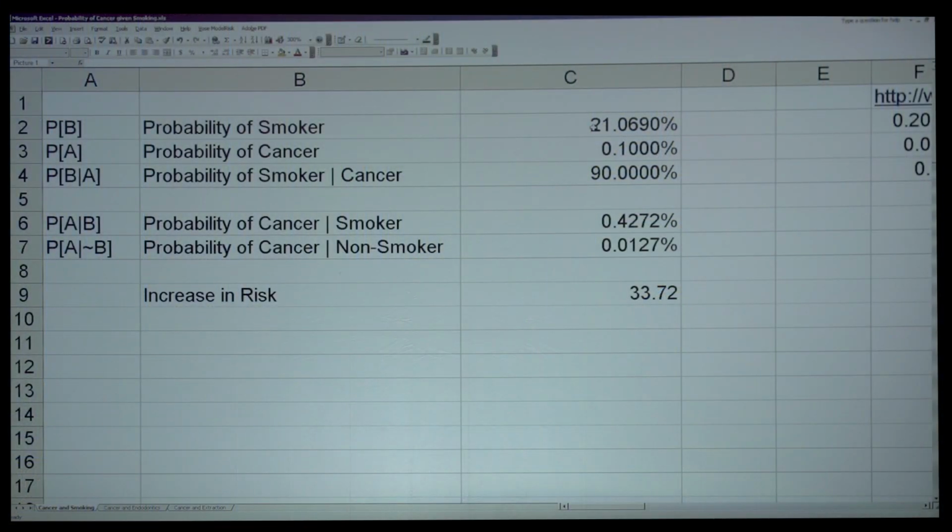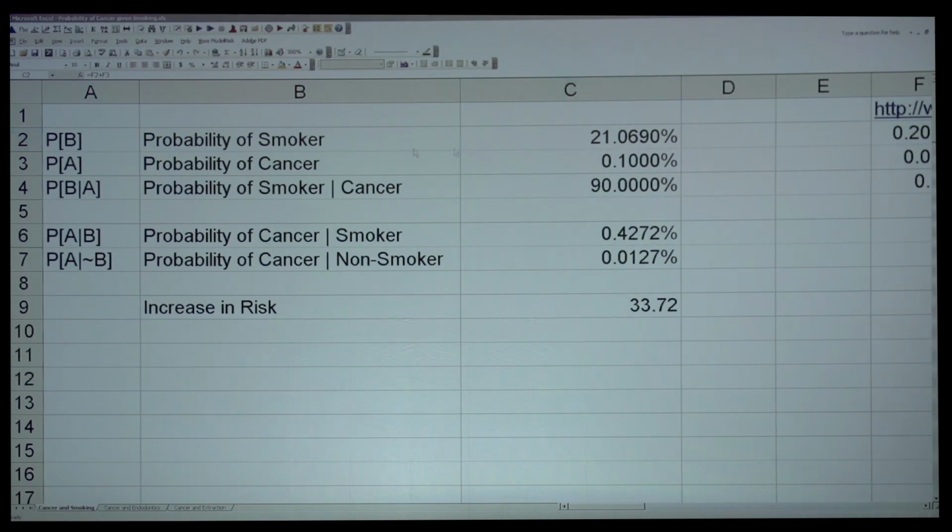So these are some real numbers. I peeled these off of this website. I'm going to make this a little bigger so it's easier to see. Okay. So the probability of being a smoker is 1 in 5. And the probability of lung cancer is 0.1%. And of the lung cancer patients, 90% of them are smokers. And so that actually answers what's our increase in risk? Our increase in risk is about 33 times, okay?